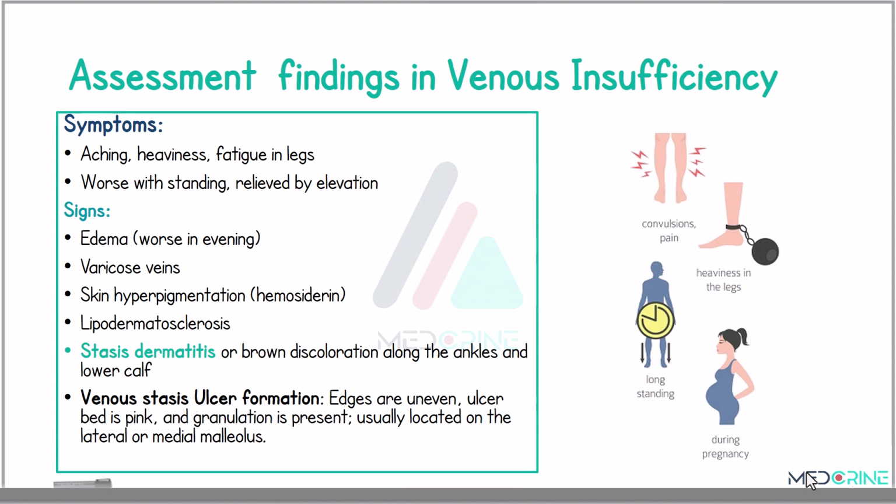The common symptoms in venous insufficiency include aching, heaviness, and fatigue in the legs, which are often worse with prolonged standing, and are relieved by elevation. On physical examination, you may find edema that typically worsens in the evening, varicose veins, and skin hyperpigmentation due to hemosiderin deposition. Some features include lipodermatosclerosis, stasis dermatitis, and venous stasis ulcers. These venous stasis ulcers usually have uneven edges, a pink ulcer bed, and are commonly located on the medial or the lateral malleolus.